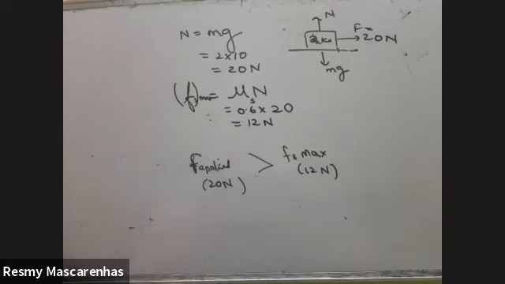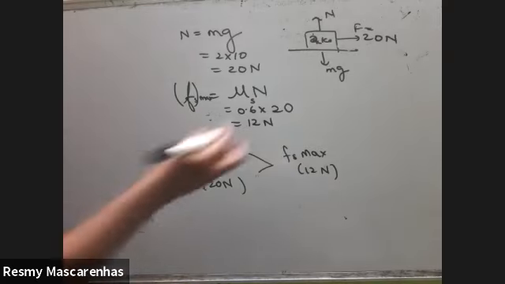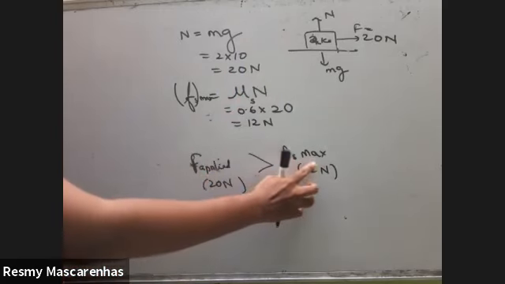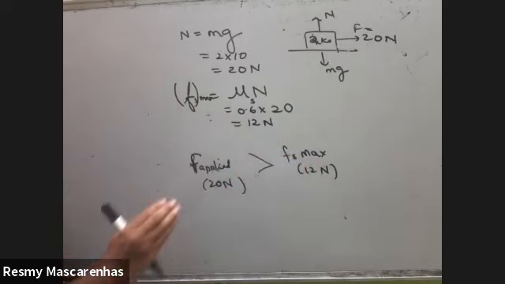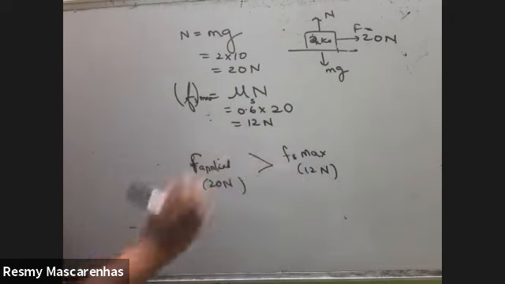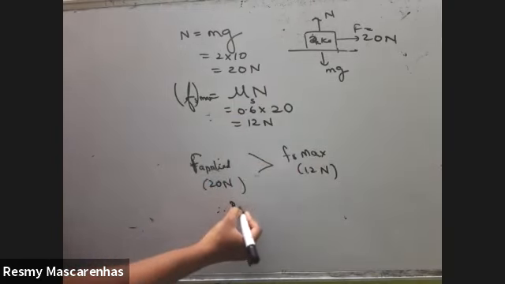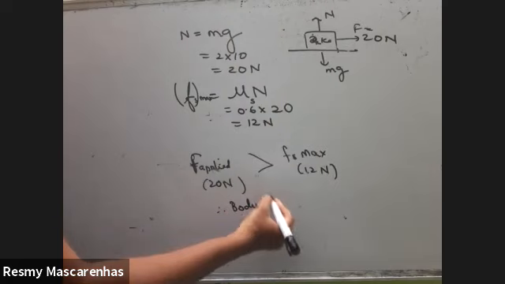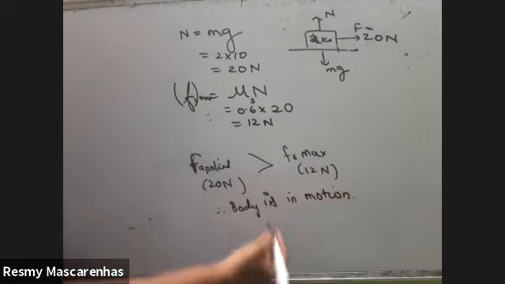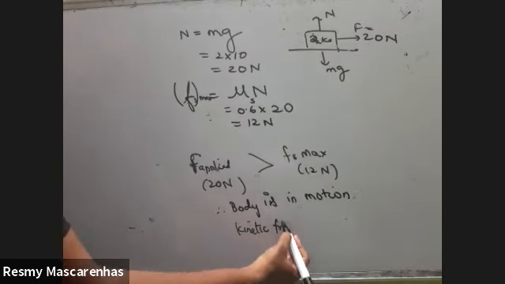So is the body moving or at rest? Yes, the body is moving because the applied force is greater than Fs max. So what is happening? You are applying more force than what friction can oppose. So you have already overcome its force. It cannot oppose you anymore. So obviously the object is moving. Therefore, the body is in motion. Obviously, in motion means what will come into picture? Kinetic friction.